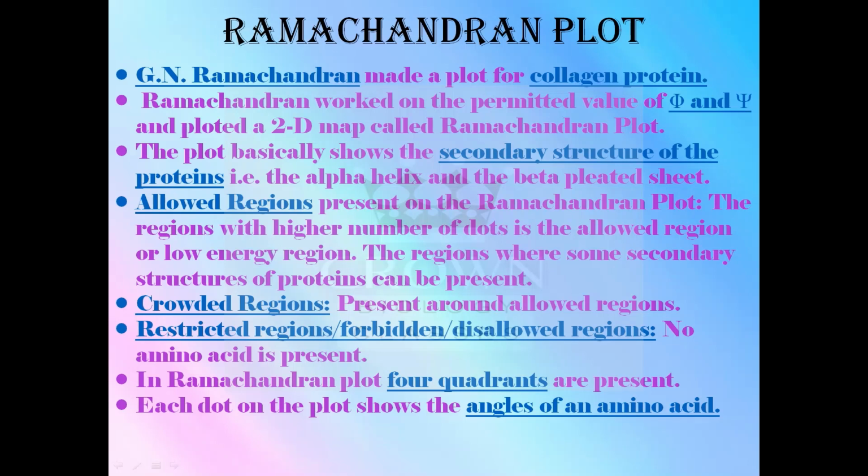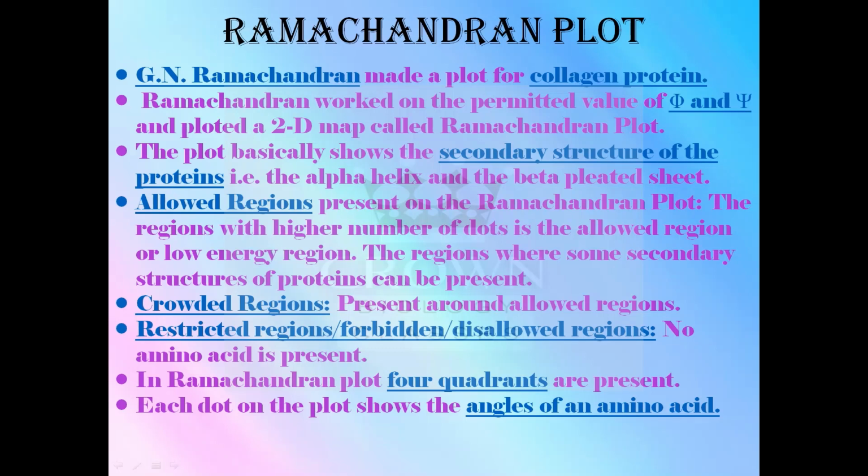Allowed regions are present on the Ramachandran plot. There will be some regions that are known as allowed regions, and the regions with a higher number of dots are the allowed region or low energy region. Low energy region means the regions are more stable. The regions where some secondary structure of proteins can be present are the allowed regions on the Ramachandran plot.